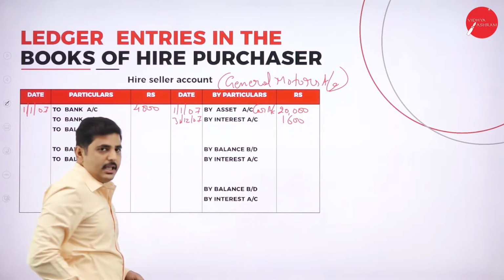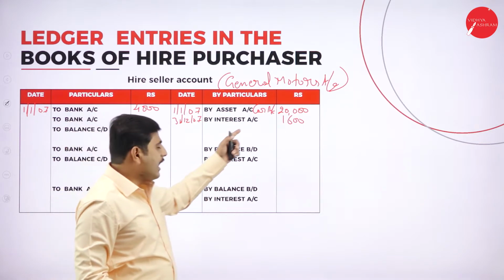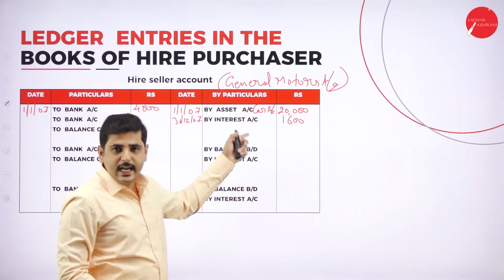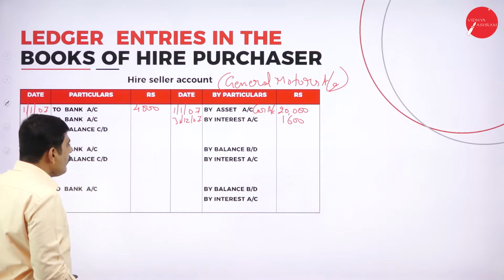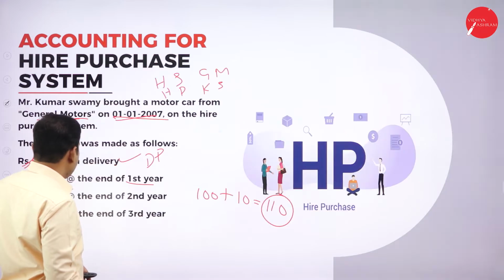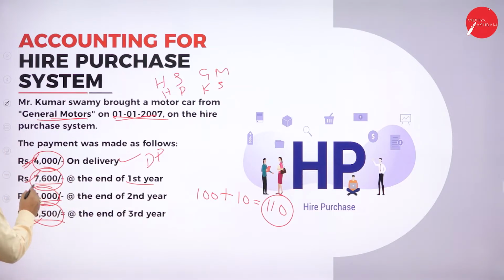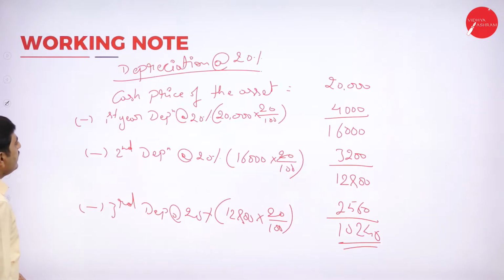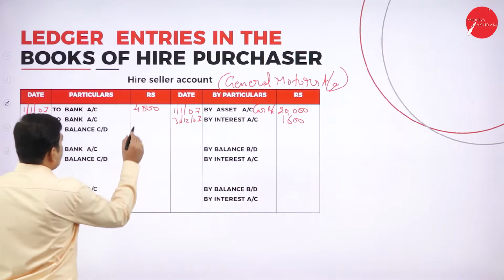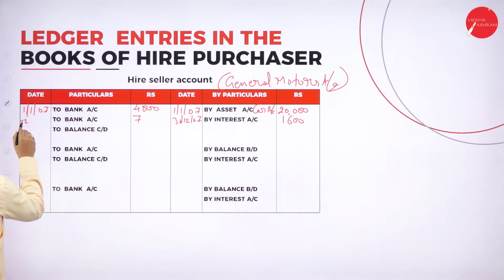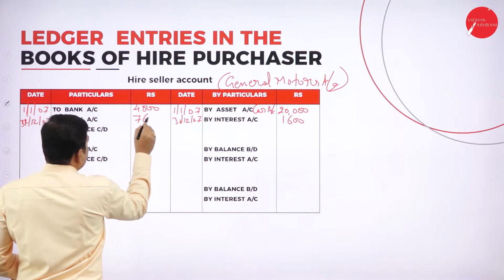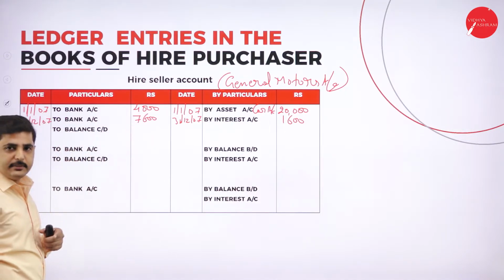So on 31/12/2007, at the end of the year, we have to calculate the interest, and on the same day we have to make the installment with interest. So what is the first year installment we have paid here? Look at the question. The first year installment we have paid is 7,600 to the bank account on 31/12/2007, 7,600. So what is the journal entry for this?